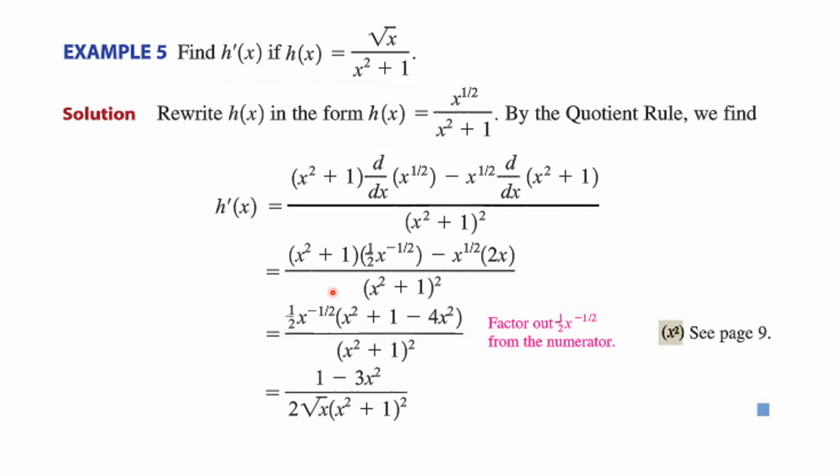Now what we're going to do is there is a common factor, and it is 1/2 x to the minus 1/2. So I factor that out, and I am left with this. And when I simplify that, what I'm really doing is moving this to write that as 2 square root of x in the denominator. And I simplify this because x squared minus 4x squared is minus 3x squared.